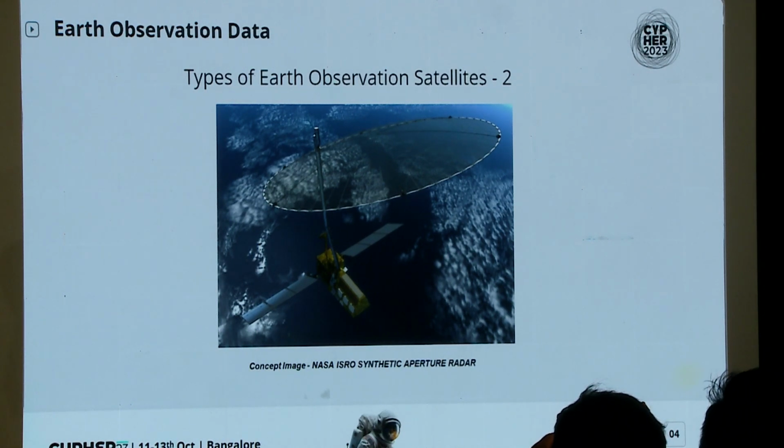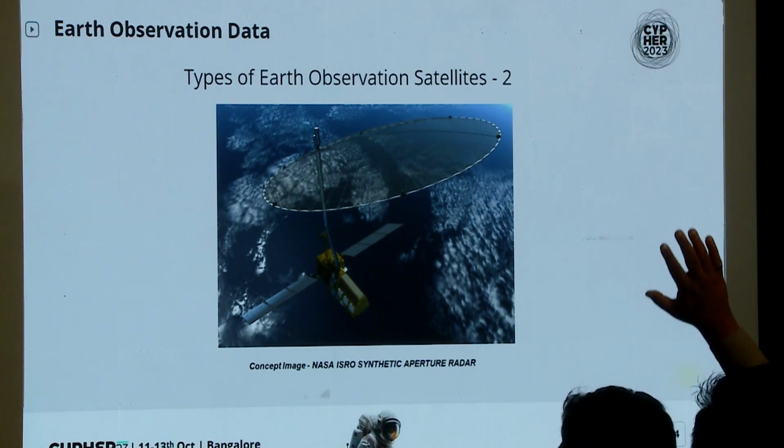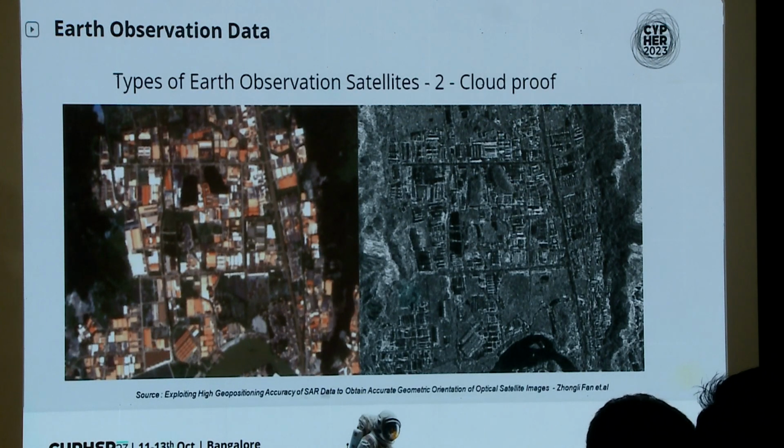So this is a concept image of NISAR, the NASA ISRO Synthetic Aperture Radar, for which I am a project manager. This is the costliest Earth observation satellite. $1.5 billion is the budget, almost the market cap of RBL Bank. That's the cost of a satellite, right? So what is the advantage of building such a huge satellite?